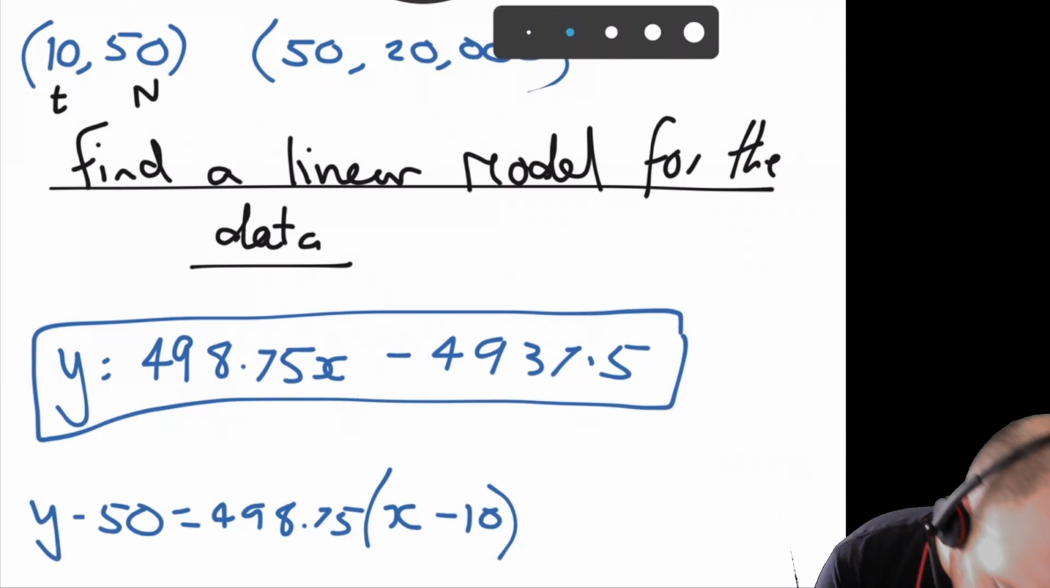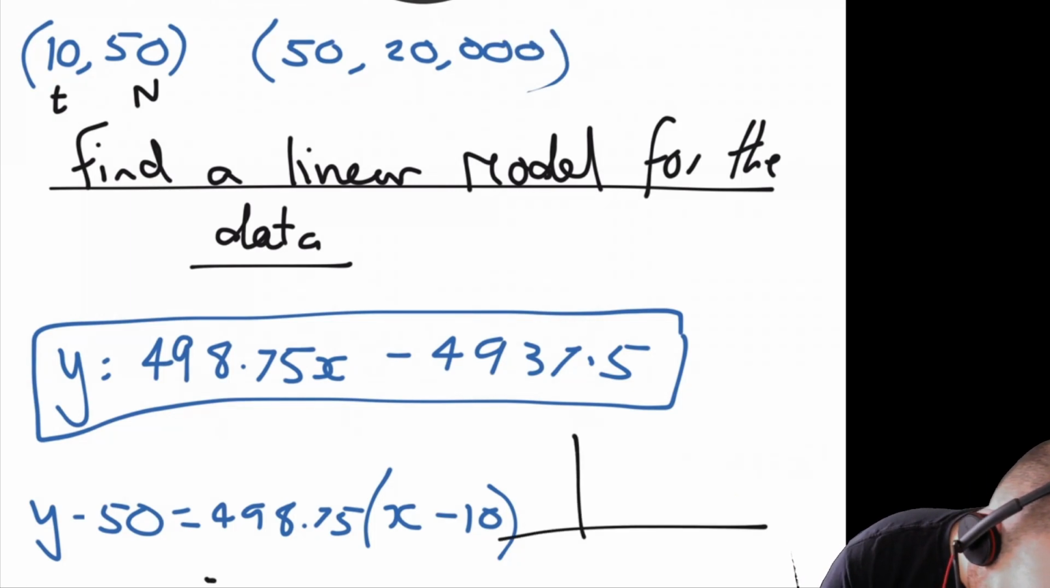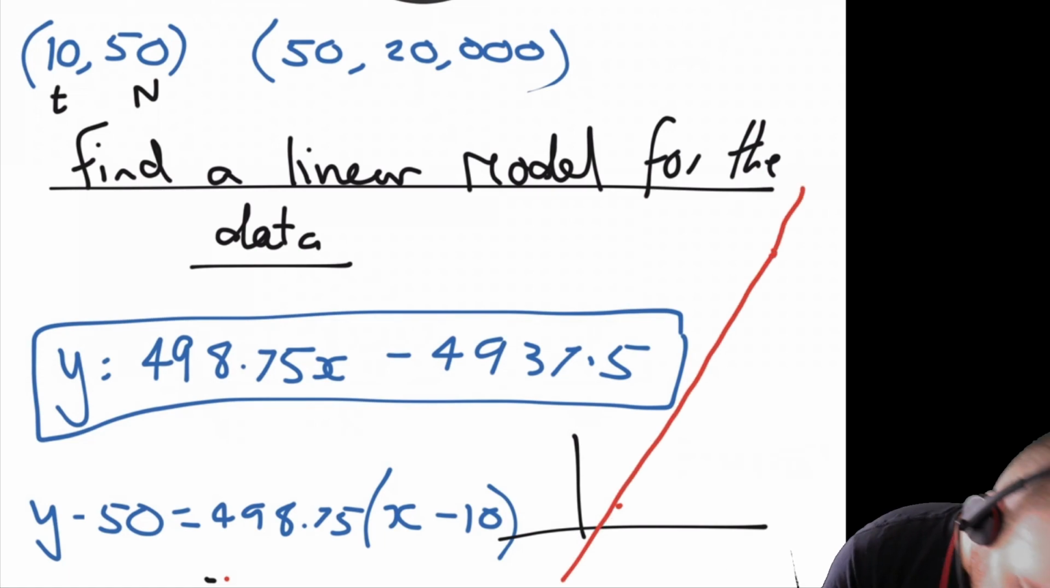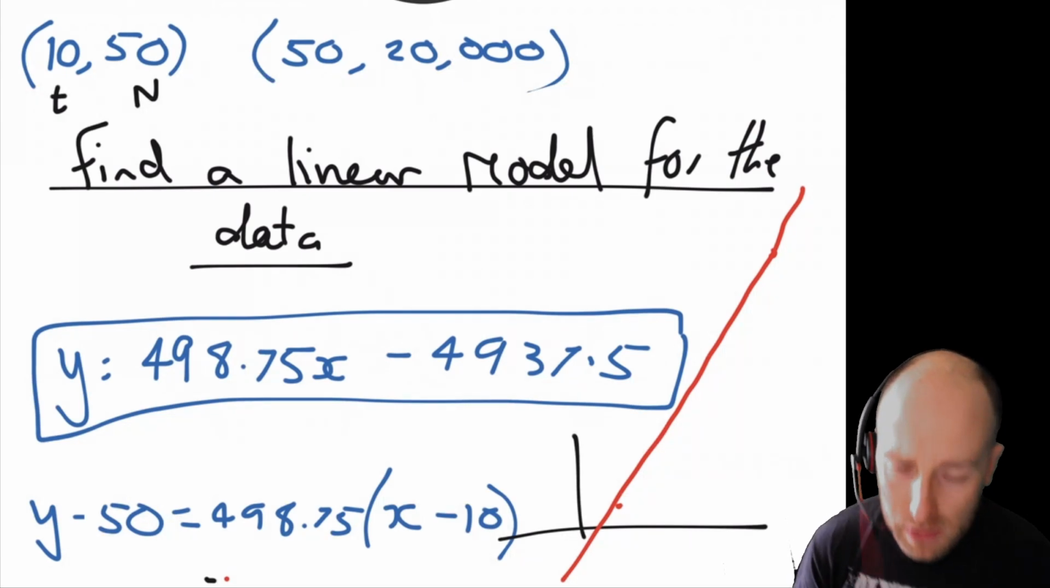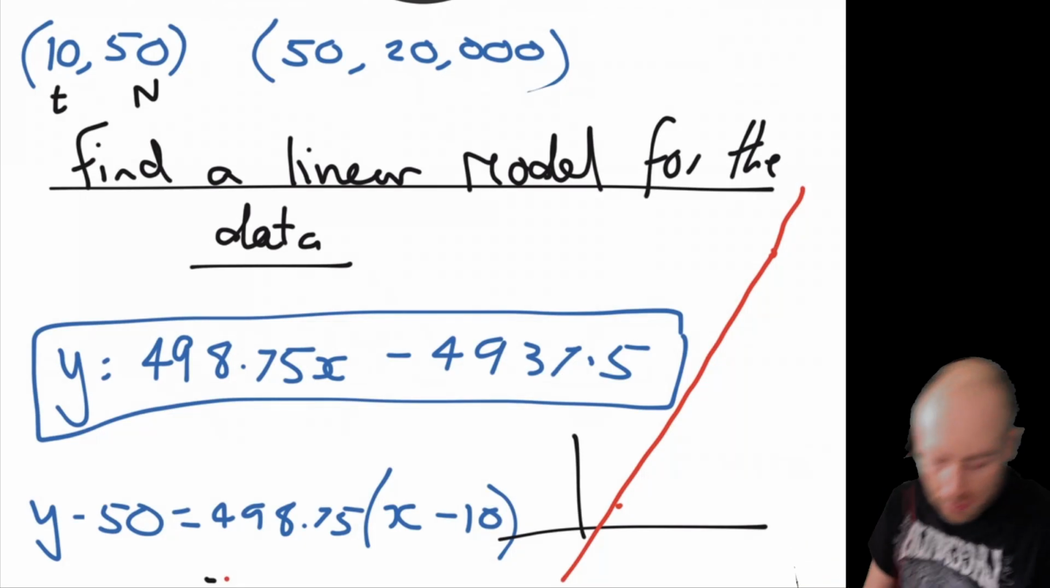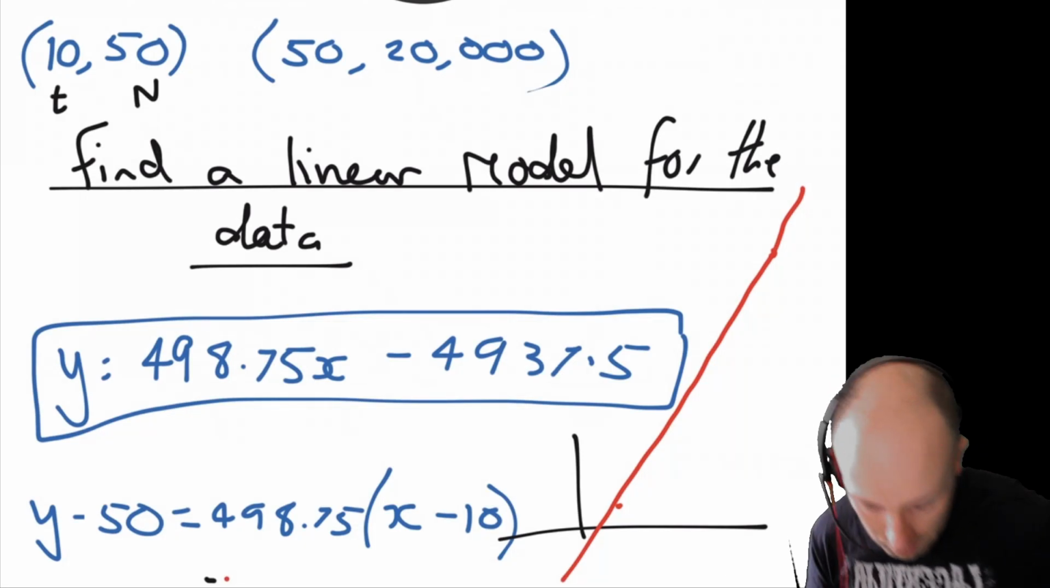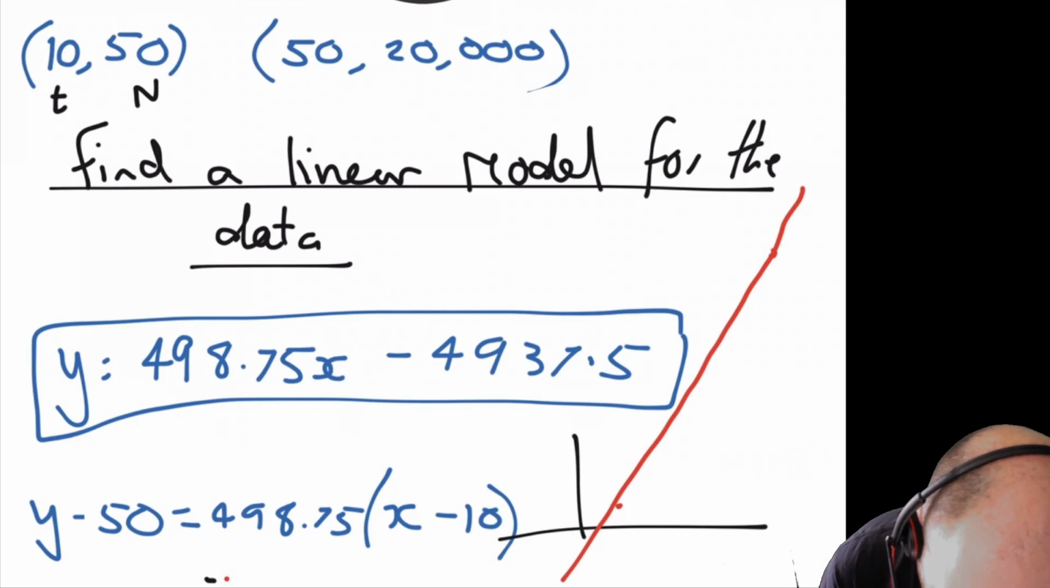So that would be my linear model for this data. I'm assuming that the data starts here, ends up here, and we're assuming a straight line like that. It's very steep, very, very steep. Cool, so I'll leave that there.